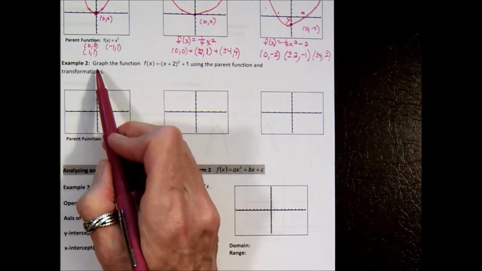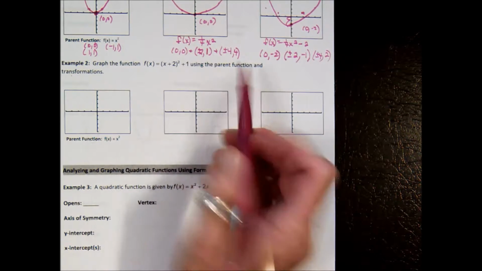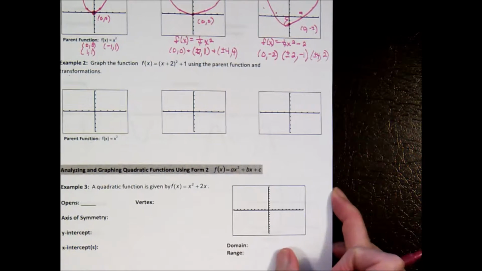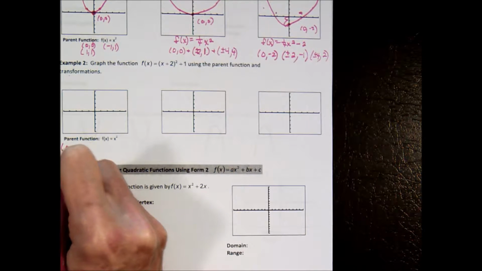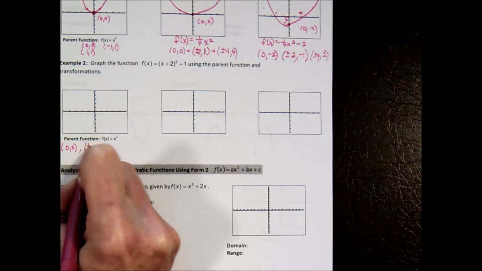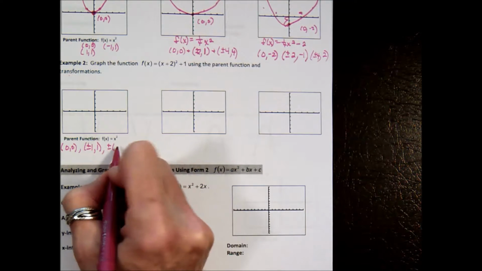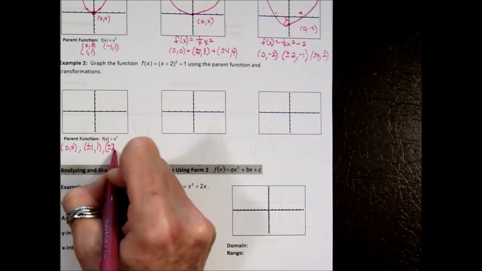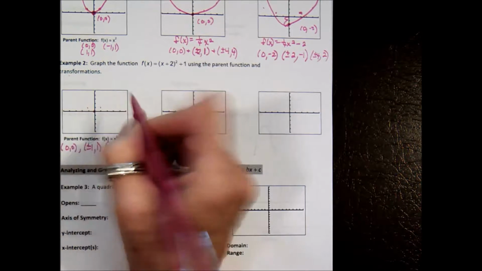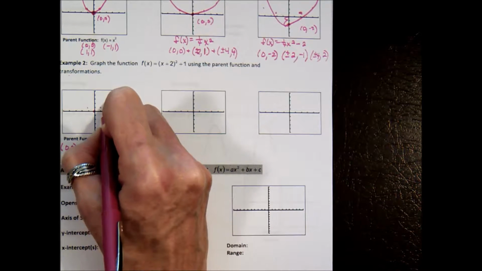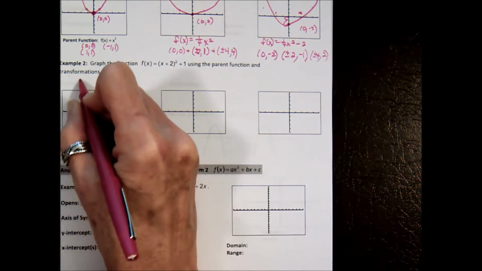All right, so now it says graph the function. We'll try another one: f of x equals (x plus 2) squared plus 1 using the parent function. Maybe I can draw this one a little bit better. So f of x equals x squared. Again, we know we have the points (0, 0), plus or minus 1 and 1, plus or minus 2 and 4. So I've got (0, 0), (1, 1), (-1, 1), (2, 4), (-2, 4). So it looks like my parent function looks a little bit like that.